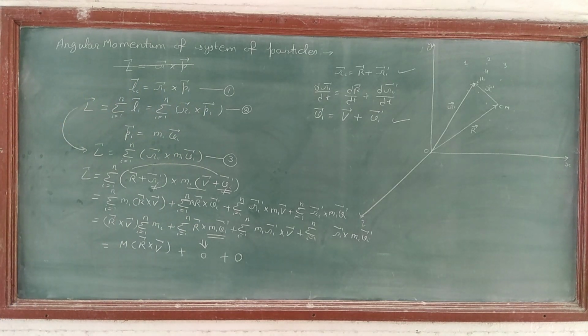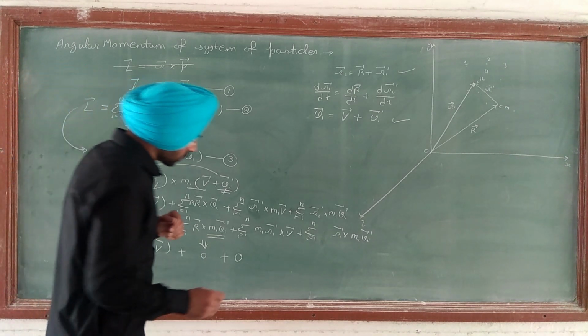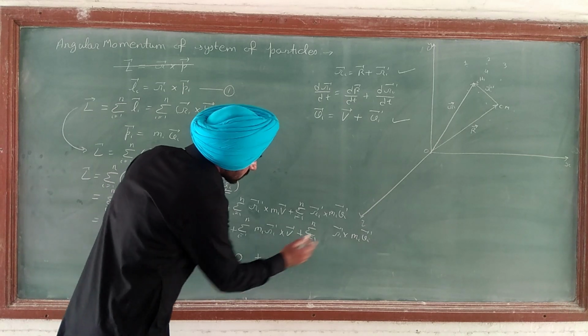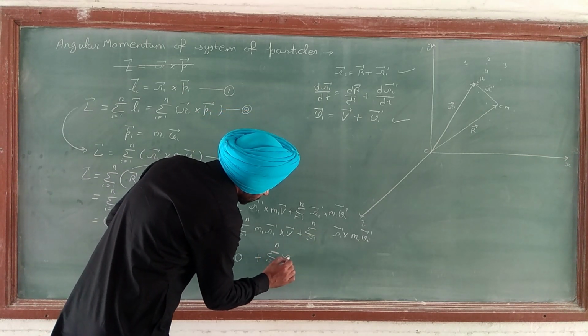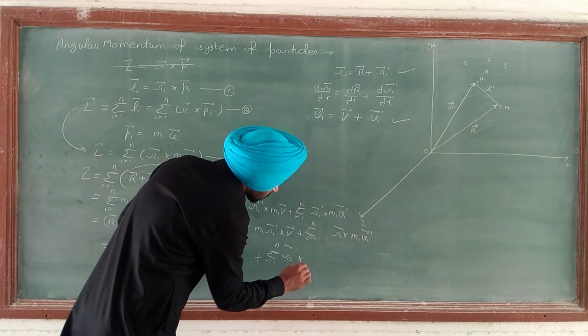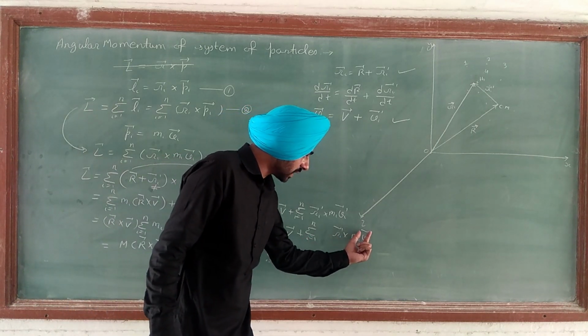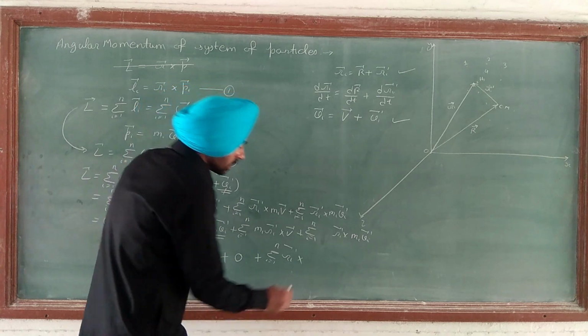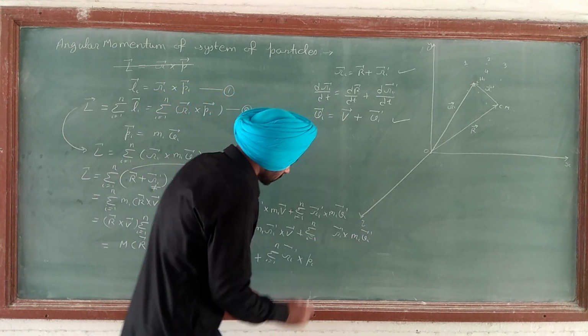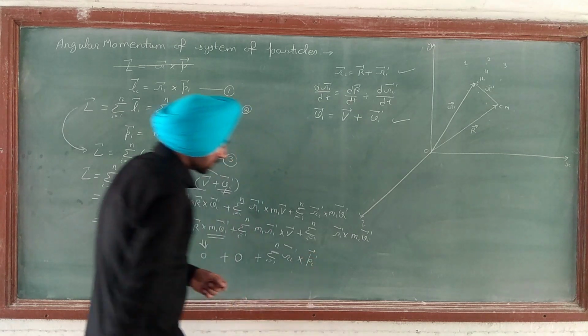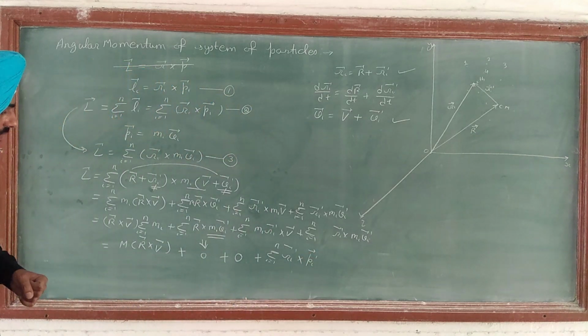This is mi into ri prime, the first moment of the mass of the system about the center of mass, which is also 0. Plus this last term is summation i equal to 1 to n ri prime cross mi vi prime, where mi vi prime is the linear momentum of the ith particle with respect to the center of mass.